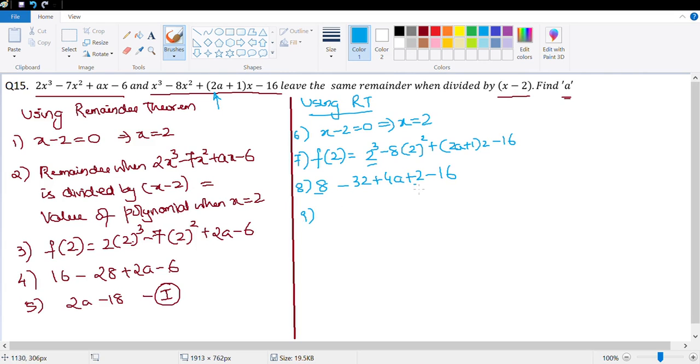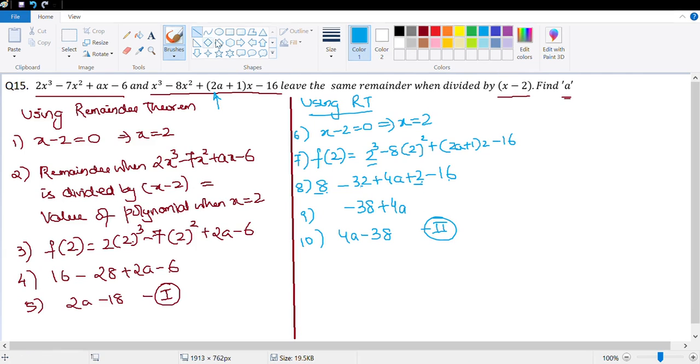8 plus 2, 10, 10 minus 32, that's negative 22, negative 22 and negative 16, that's negative 38. So this is negative 38 plus 4a. Let's reconfirm. 8 plus 2, 10, 10 minus 32, that's negative 22, negative 22 minus 16, negative 38. So this is equal to 4a minus 38.